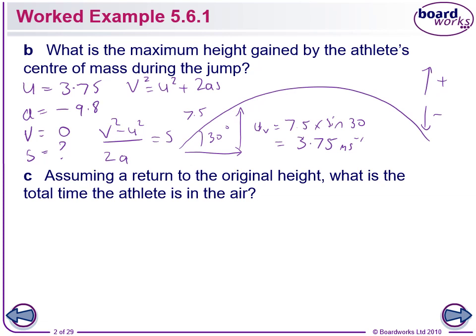So V squared is 0 minus U squared, divided by 2 times 9.8. Well, 2 times negative 9.8, sorry, and that'll give us a positive. So S will be equal to 0.72 meters.